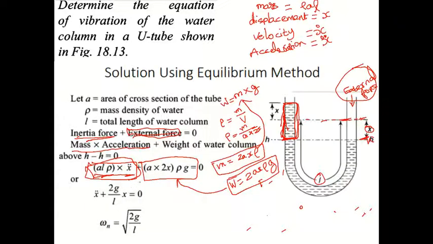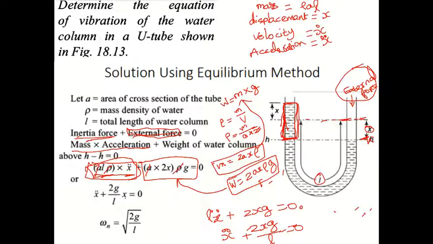Now take the common components and remove them. What are the common components? A, here also A. What else is common? Rho, here also rho. That's all. So finally what will we have? L x double dot plus 2xg equal to 0. Now remove L also. If you remove L, you will get 2xg divided by L equal to 0. That's what they have given here.